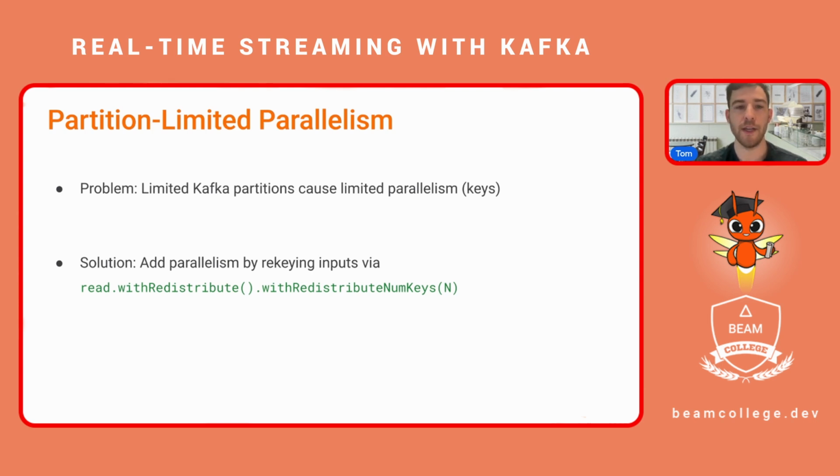The solution is to add parallelism by rekeying inputs through the redistribute transform. This allows us to increase the number of keys in the pipeline without being forced to adjust the number of Kafka partitions. From prior experiences working with customers, this has been a common case. This is because oftentimes the team managing the Kafka cluster is separate from the team building their data processing pipelines.